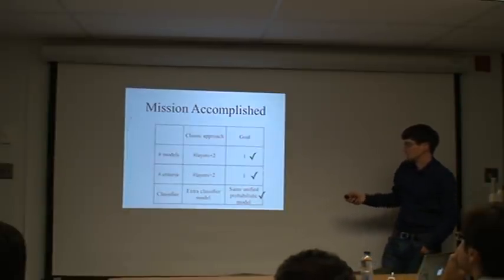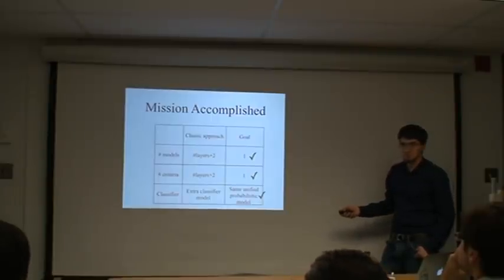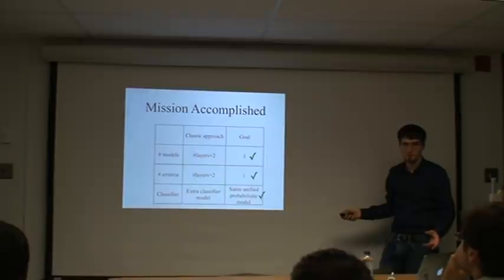Overall, we accomplished the goals that we wanted to. We got one model that can be trained with one criterion, and that uses the same unified probabilistic model both for filling in missing values and for classification.